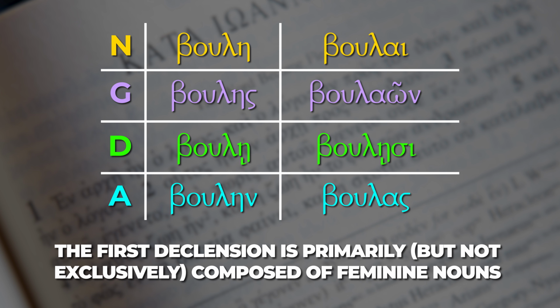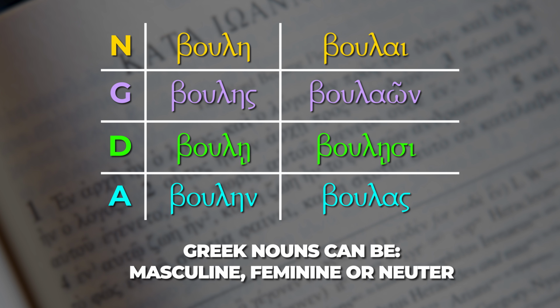Greek nouns have grammatical gender: masculine, feminine, and neuter. This only loosely corresponds to biological gender. A feminine noun does not necessarily mean that the entity the noun is in reference to is female. The same goes for masculine and neuter nouns.